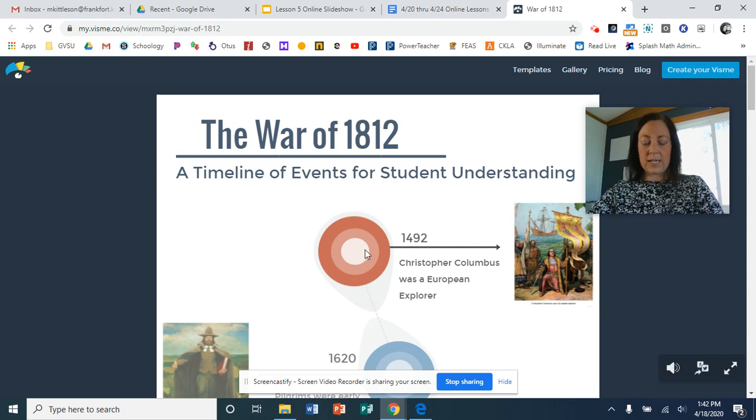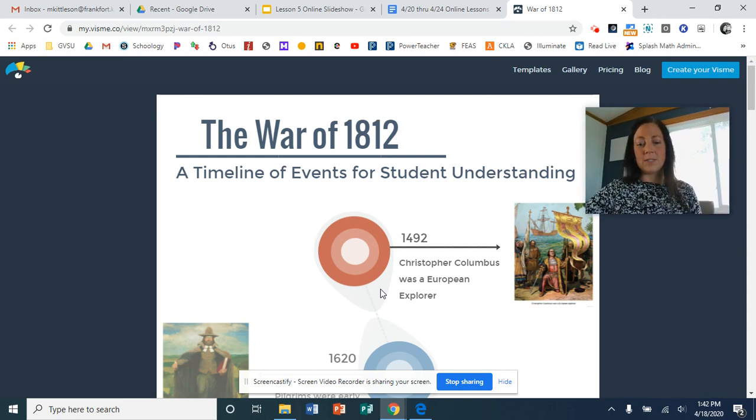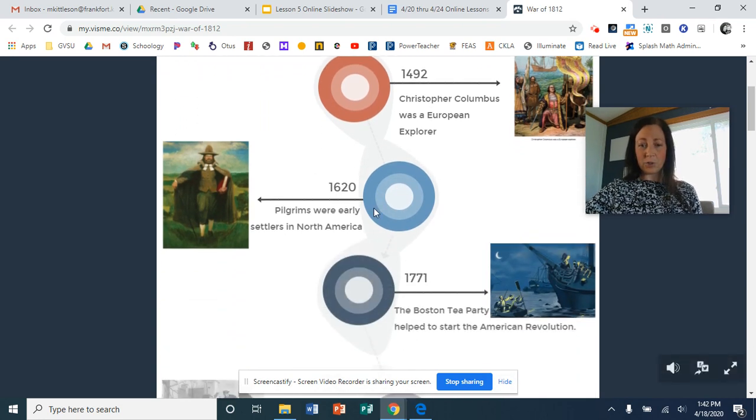So let's start right here. We have 1492. This is when Christopher Columbus first found America. He didn't think it was America. He actually thought it was India, because he was trying to find a shorter route for trade and travel. But actually, he landed in America. So that happened in 1492. And then about 200 years later, in 1620, pilgrims started to settle in North America. And pilgrims were people coming over from Europe.